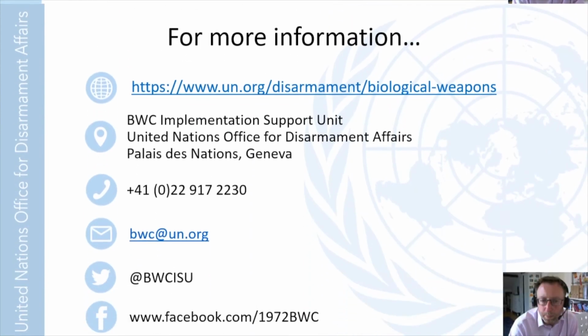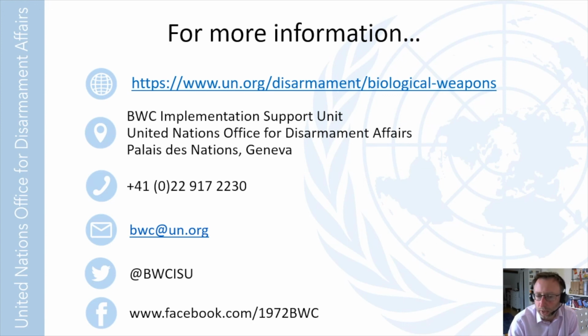And just to conclude, here are the contact details for us in the implementation support unit. We are a unit within the Office for Disarmament Affairs, so we are located in the same office in the new H building at the UN campus in Geneva, along with our colleagues working on the other disarmament issues, who you'll be meeting and hearing from during the course of this orientation course. Please feel free, if you have any further questions, to reach out to us, get in touch, and we can provide you with more information. Happy to respond to any comments or questions that you may have as well.